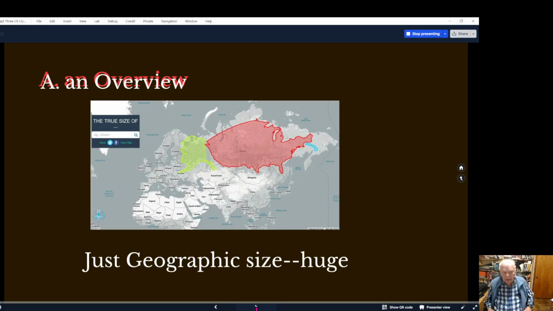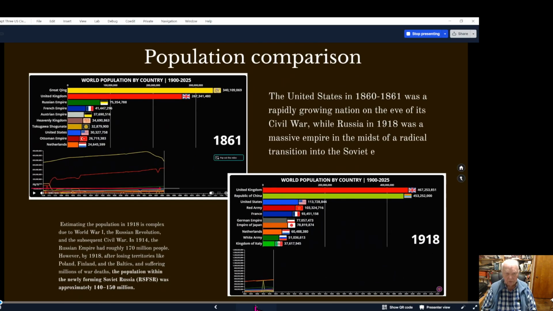First, let's take a kind of deep dive into the comparison of the two countries. It's interesting to lay this out as we go through the analysis. And here you can see the size of the United States versus the size of Russia. The US is a huge country, one of the largest in the world, but the Soviet Union, Russia, is the largest. It spans 11 time zones. So it's huge, but we're both geographically huge.